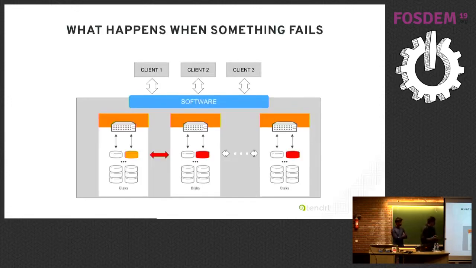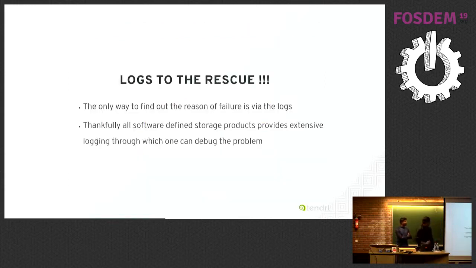If you have seen the previous architecture diagram, you might have seen that everything was working perfectly. But what if something fails? What if you can see the network has failed or the device is failing? Then an admin will literally go crazy and might have to debug the problem to find a solution. Well, the best way to debug the problem or to find out the reason of the failure is through the logs. Thankfully, all SDS provides extensive logging through which one can debug the problem.